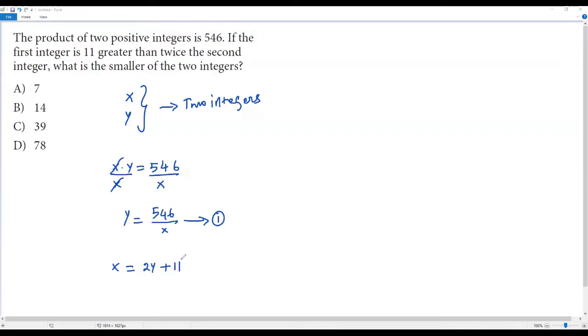Okay, now to solve for x and y, we can plug in this 546 over x for y over here. Because we have already solved for y in terms of x, the stuff which is equivalent to y is 546 over x. That we can plug in for y into the equation we have over here. Then I'm getting x equals 2 times 546 over x plus 11. Then we get x equals, when I multiply 2 and 546, 1092 over x plus 11.